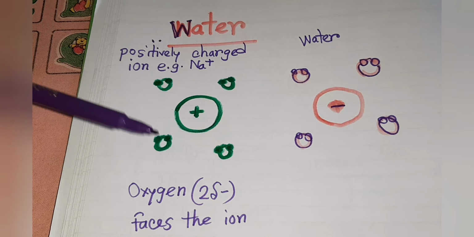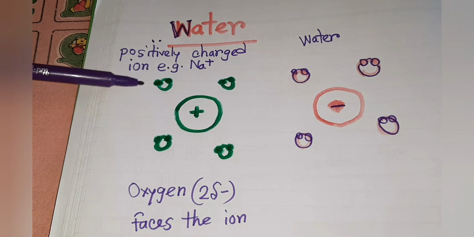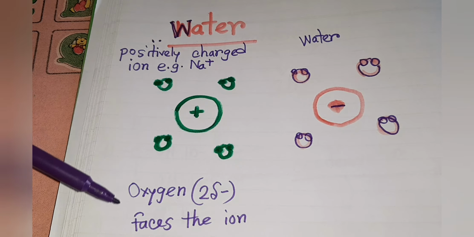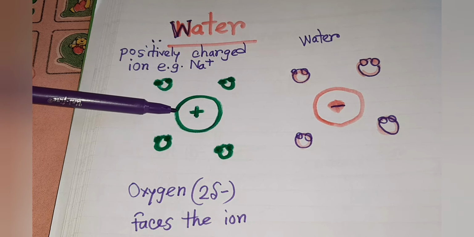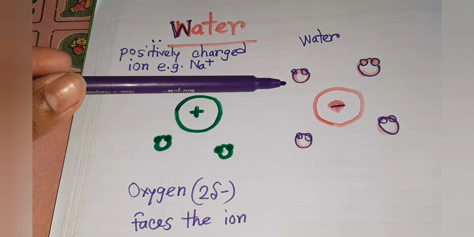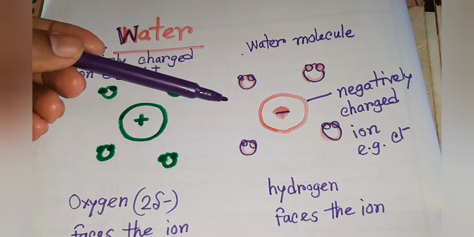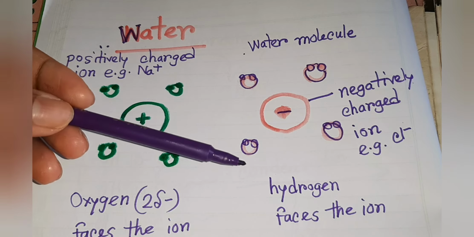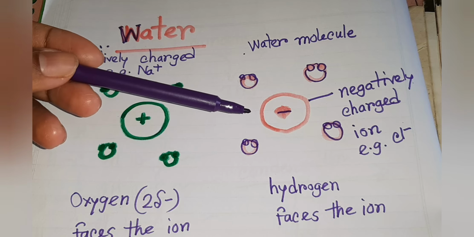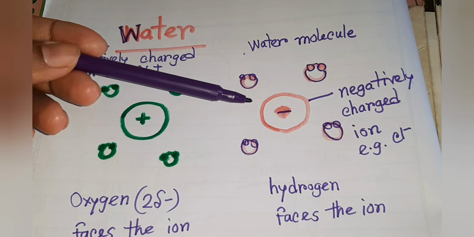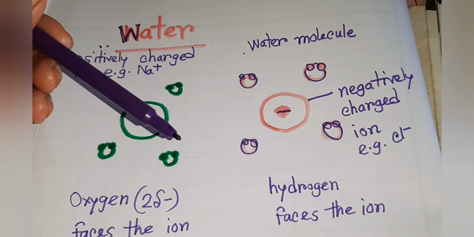So this is the way the positively charged ion, sodium, is surrounded, and oxygen faces the ion. So this is a positive and this is a negative. This is a water molecule, and here is a negatively charged ion, chlorine. So hydrogen faces the ion. Water is also a liquid. What is a liquid at most temperatures on the Earth's surface?